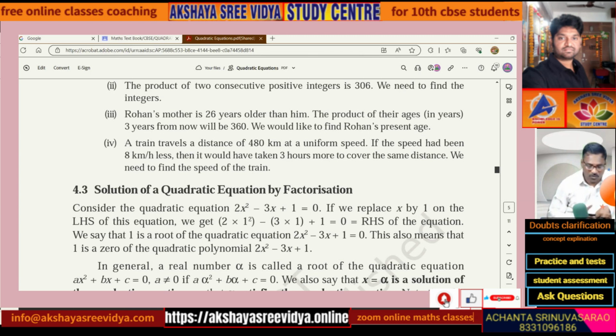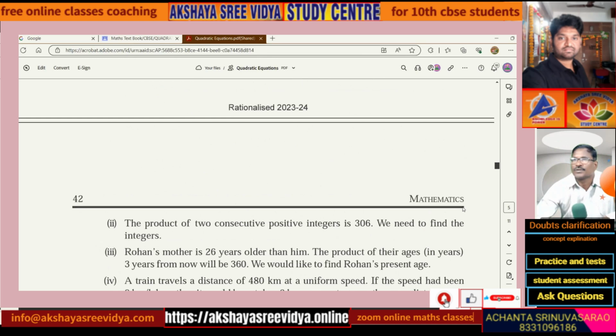Second one. The product of two consecutive positive integers is 306. We need to find the integers. The product of two consecutive integers.